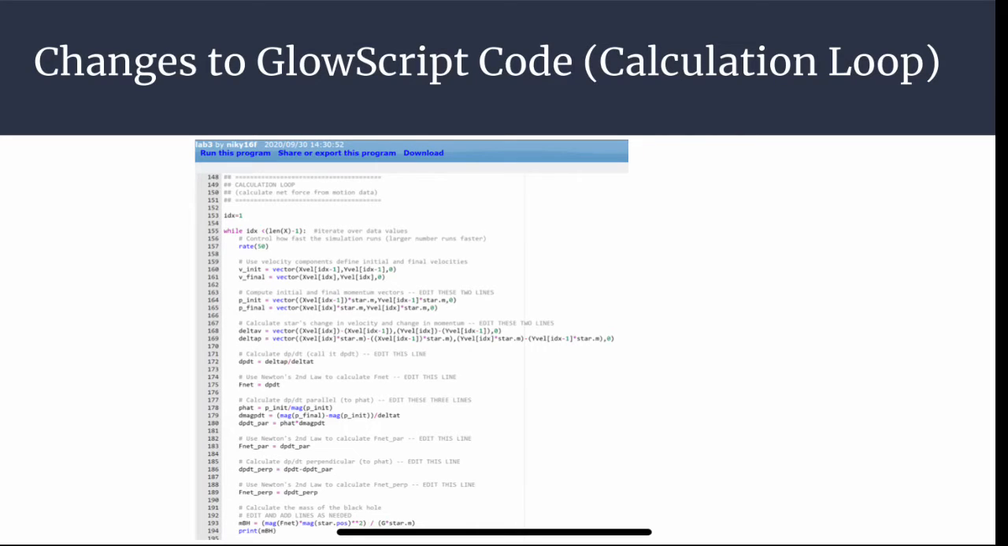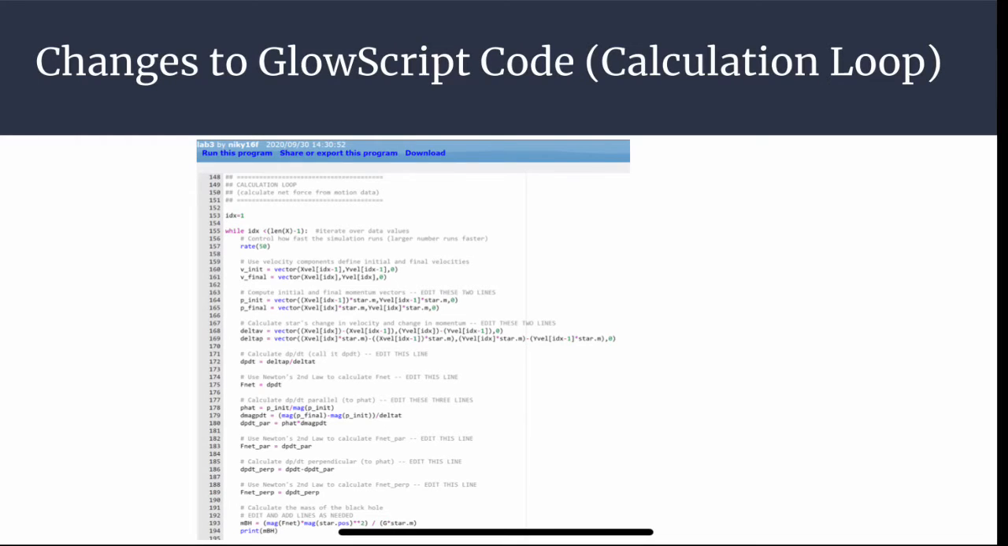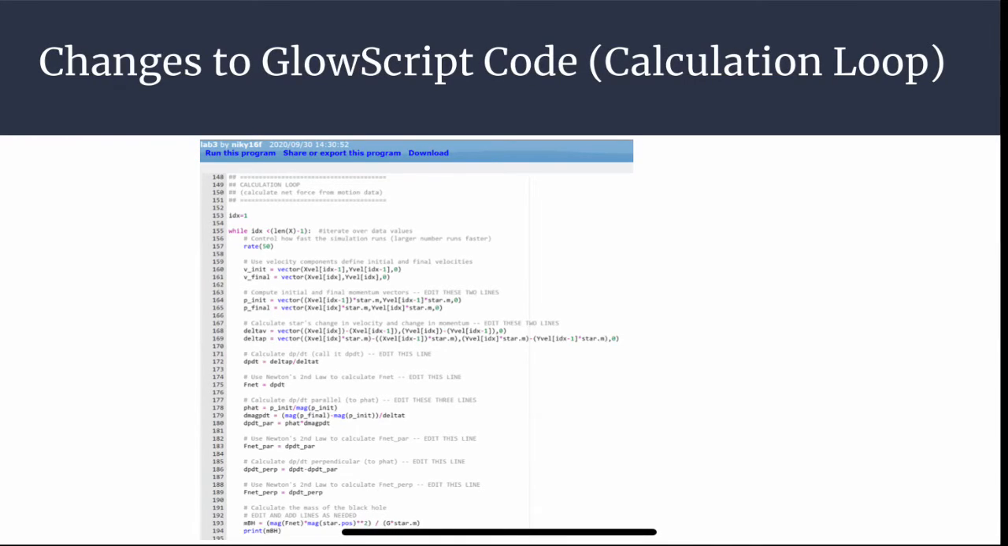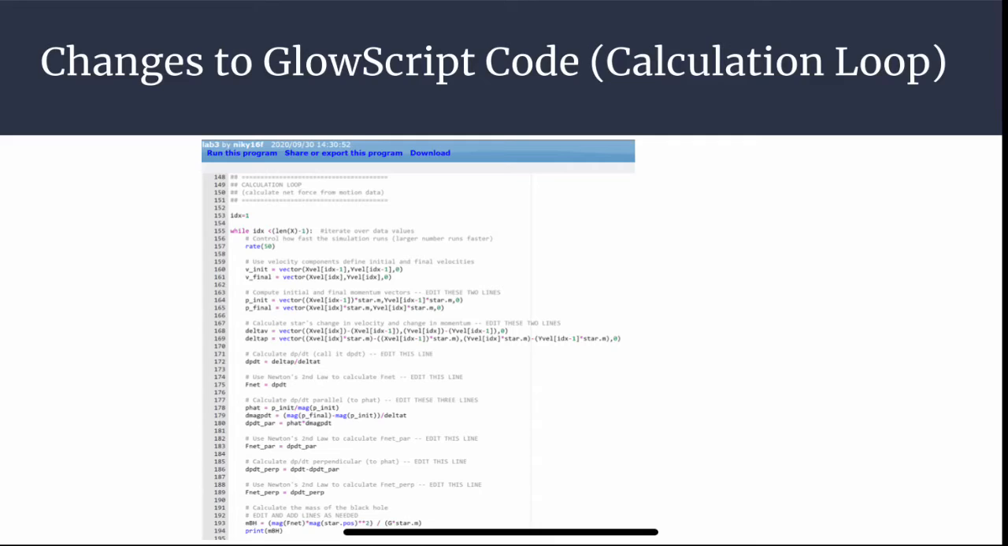As I already mentioned, we need to break the F-net into its parallel and perpendicular components to calculate F-net accurately and successfully. I did this first by calculating dp/dt parallel, which involved calculating the direction of the momentum, p hat, and calculating the magnitude of dp/dt, and multiplying these values together to obtain dp/dt parallel. Because we know that the sum of the parallel and perpendicular components is equal to dp/dt, we can find the difference between dp/dt and dp/dt parallel to calculate dp/dt perpendicular.